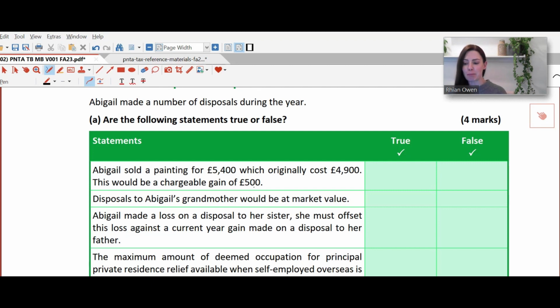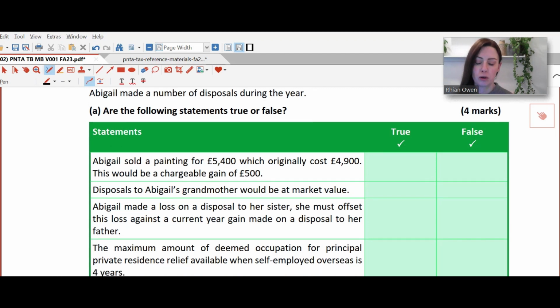So number 1, Abigail sold a painting for £5,400 which originally cost £4,900. This will be a chargeable gain of £500. So this one would be false, and that's because the sale proceeds were below £6,000 and the original cost was also below £6,000. So it would in fact have been exempt.